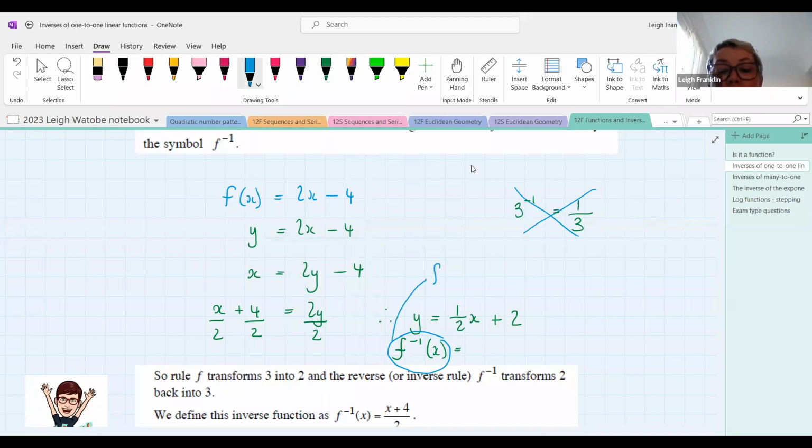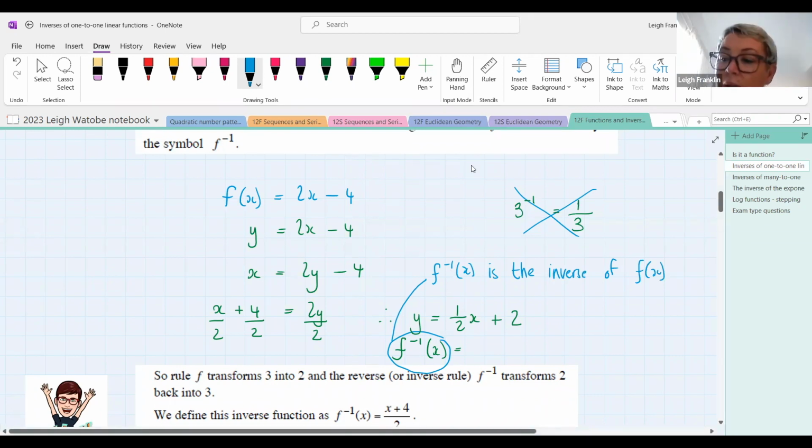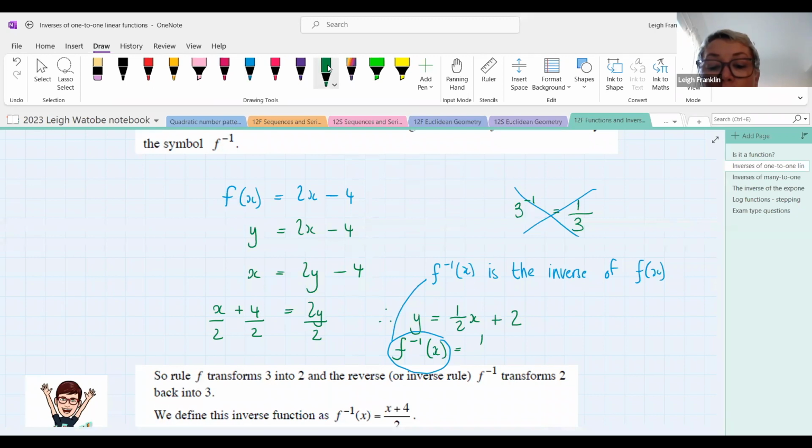So that means that f minus 1 of x is the inverse of f of x. So the -1 is a symbol. It is not an exponent. And now I'm allowed to continue writing this as 1 over 2x plus 2. All right, everybody happy with that? Are there any questions?